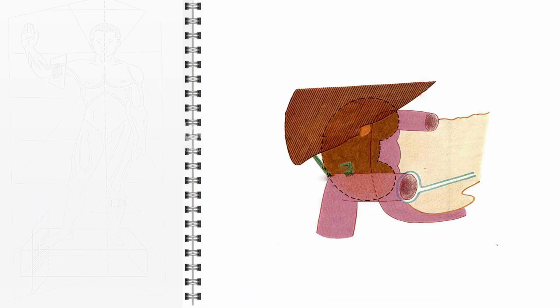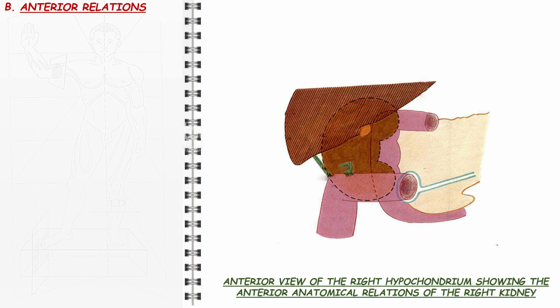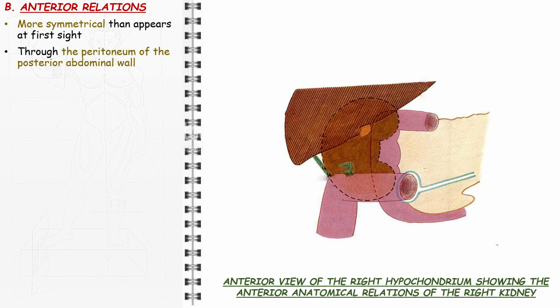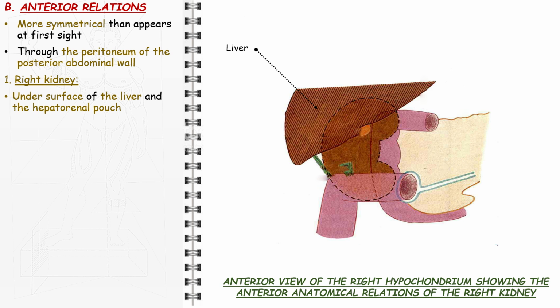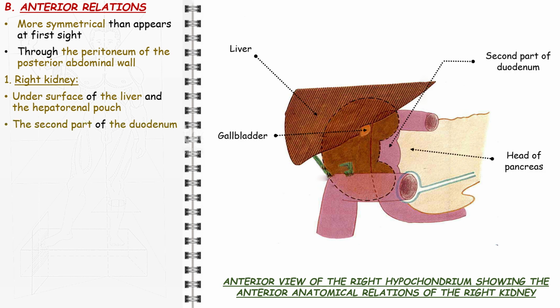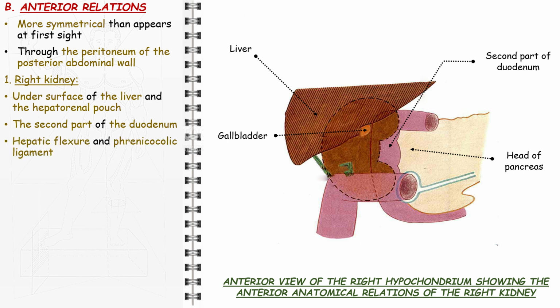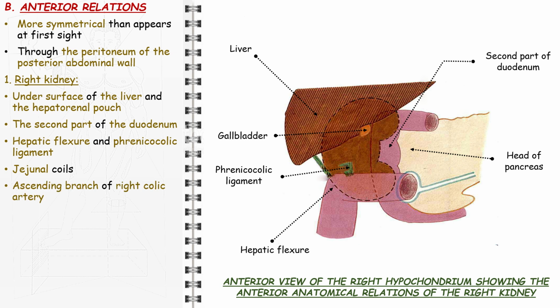The anterior relations of the kidneys are more symmetrical than appears at first sight. These relations are established through the peritoneum of the posterior abdominal wall. The right kidney lies behind the undersurface of the liver and the hepatorenal pouch at its upper part, the second part of the duodenum and jejunal coils towards the hilum, and the hepatic flexure, phrenicocolic ligament and ascending branch of the right colic artery at its lower pole.